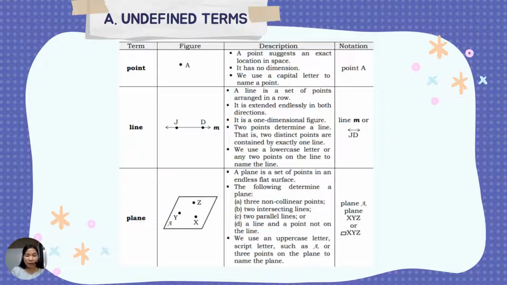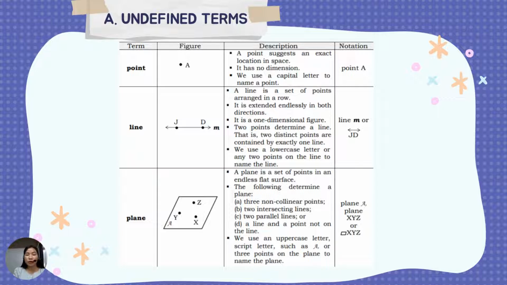Next undefined term is a plane. In this figure, a plane is a set of points in an endless flat surface. As you can see, there are 3 points in the figure. They lie on a plane. The following determine a plane: letter A, 3 non-collinear points. When we say non-collinear, the points do not lie on the same line.